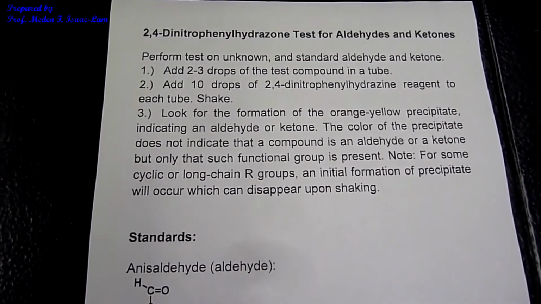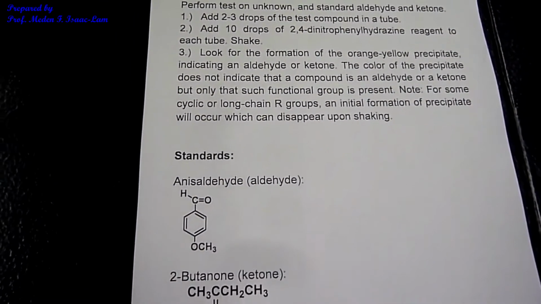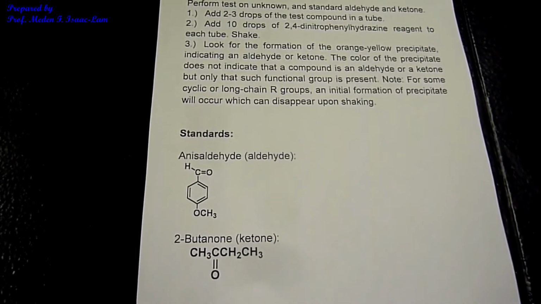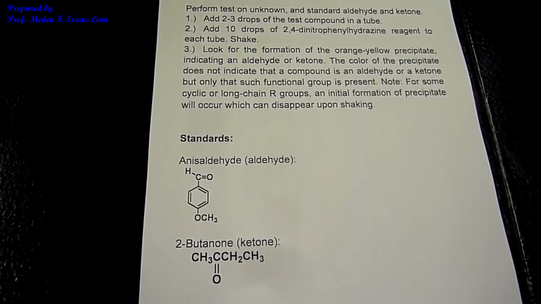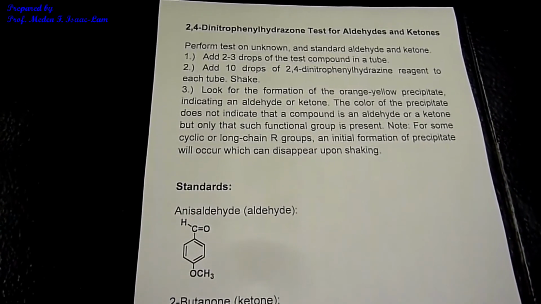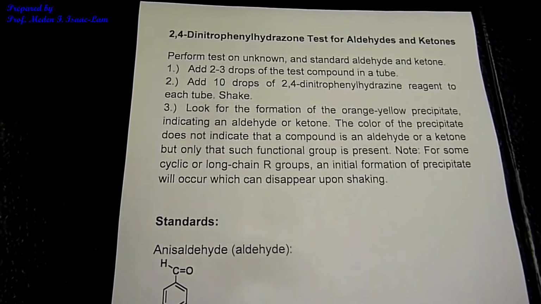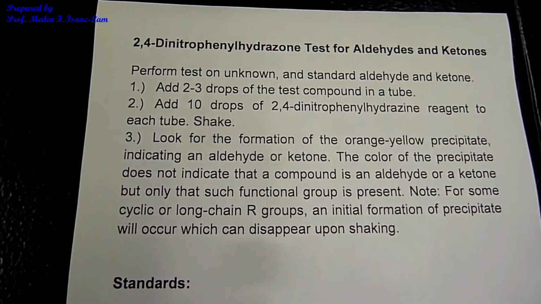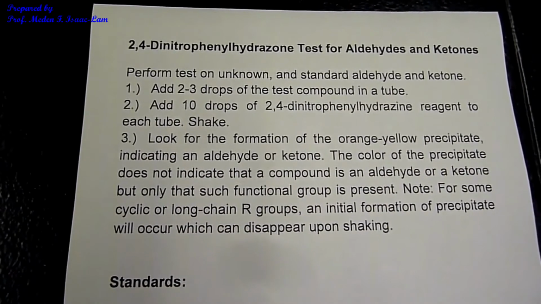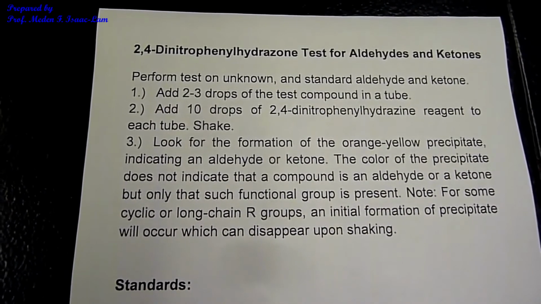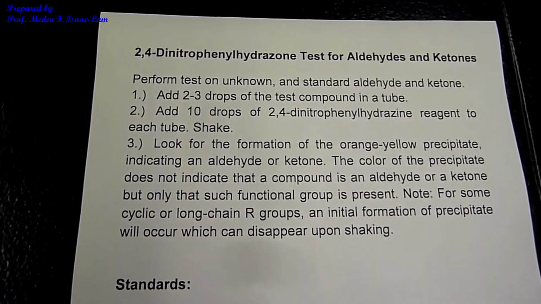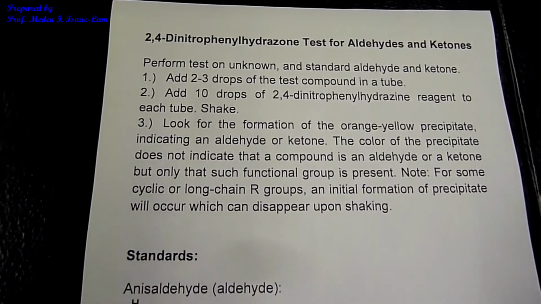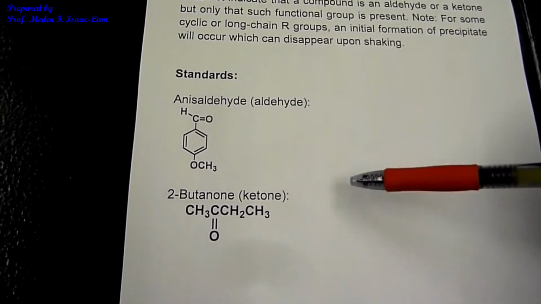A test for aldehydes and ketones is the 2,4-dinitrophenylhydrazone test, or the 2,4-DNP. We're going to perform the test on the unknowns, and then on a standard aldehyde and ketone. We add 3 drops of the test compound in a tube and then add the reagent. We're looking for the formation of an orange-yellow precipitate, which indicates the presence of an aldehyde or ketone. The standards used for this test are shown below. The structures are shown here.